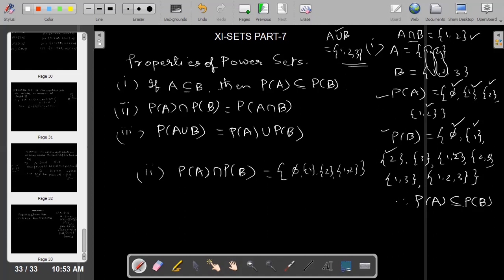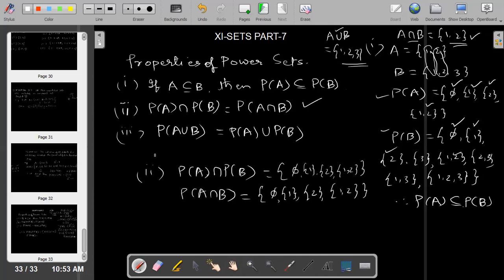And now you can see A intersection B. What is A intersection B? This is A intersection B. Then find the power set of A intersection B. A intersection B is {1, 2}. What is the power set of A intersection B? That is the empty set, {1}, {2}, and {1, 2}. Okay, so both are the same, therefore it is true. Similarly, for union also you can do it.